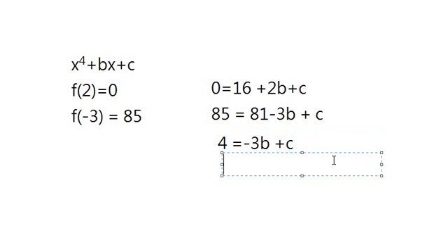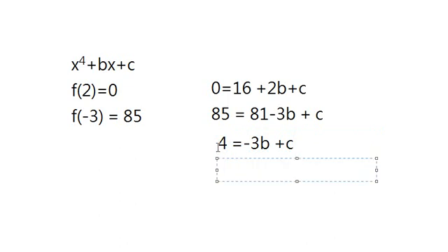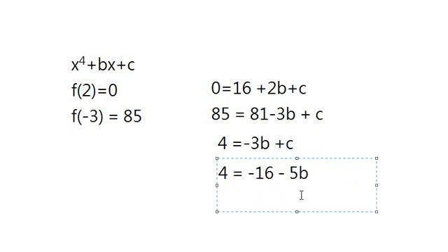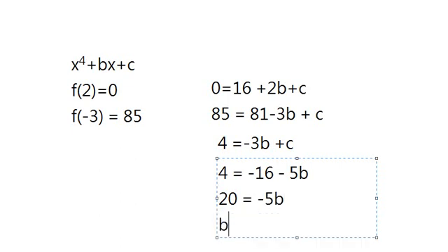Okay, so by subtracting, you know that 4 minus 0 is 4 equals 0 minus 16, because there isn't a constant term on the right, so it's negative 16. Negative 3 minus plus 2 is negative 5b, and c minus c is 0. So now we rearrange to get 20 equals negative 5b, and so b is equal to negative 4.